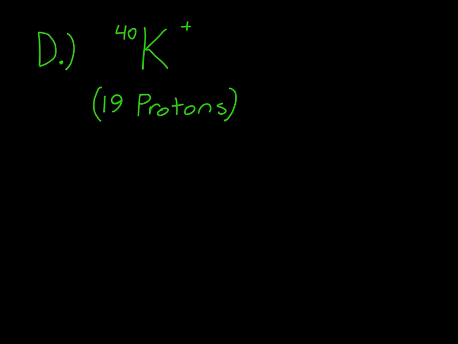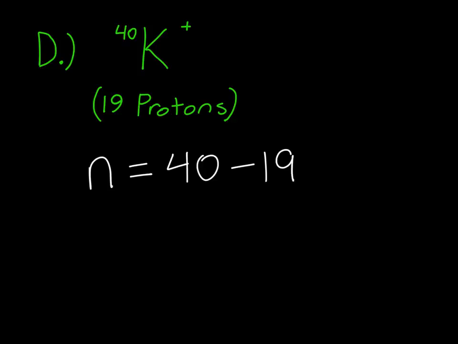So now we have an atom that is both an isotope and an ion. Remember, it is an ion because there is a number on the upper right-hand side of the element symbol. That plus sign is a +1. Let's start by finding the number of protons, which when we look up potassium on our periodic table, we find out that there's 19.